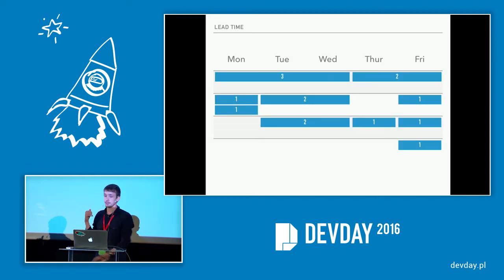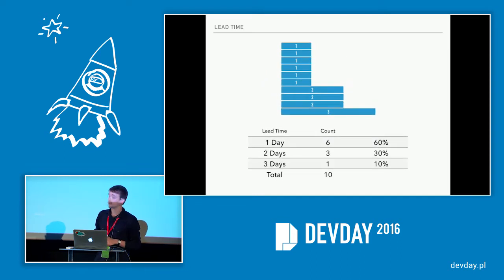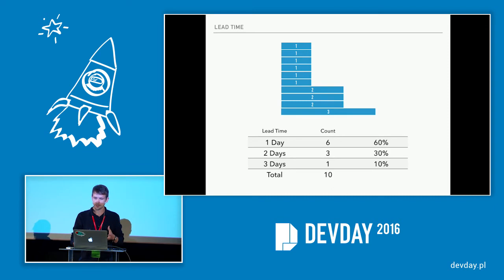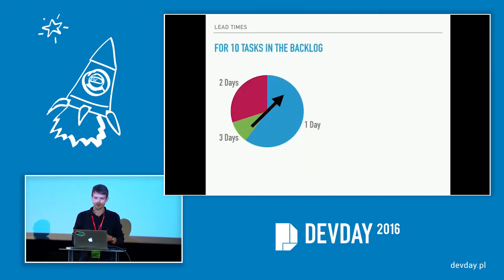Here is his calendar again, but this time with lead times. I'm just going to arrange the tasks so it's easier to count. What we've got is 6 tasks that took 1 day, 3 tasks that took 2 days, and 1 task that took 3 days. We count up the probability, so there were 6 tasks out of 10 that were 1 day, so there's a 60% chance that it took 1 day, 30% that it took 2 days, and 10% that it took 3 days. So we use these historical lead times to predict the lead times for the future.